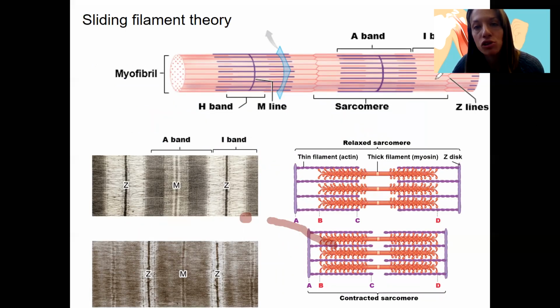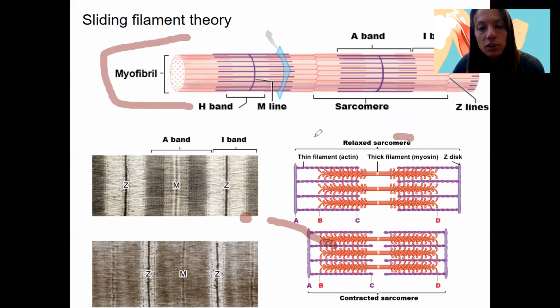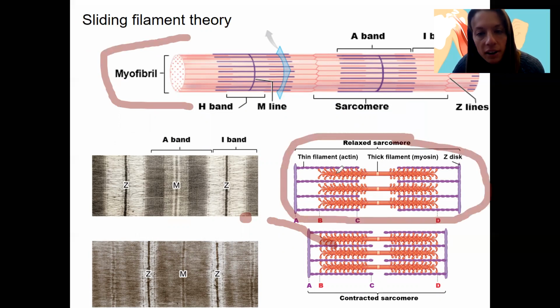This is a preview of what contraction will look like. This up here is a review of what I just drew in the previous video. And this is what it looks like when it's relaxed. We've got some overlap right here of the thick and thin filaments. This is our A band. The I band is over here. When we have contraction occur, the I band is going to get smaller. That light region, the I band, remember, is just the thin filaments.